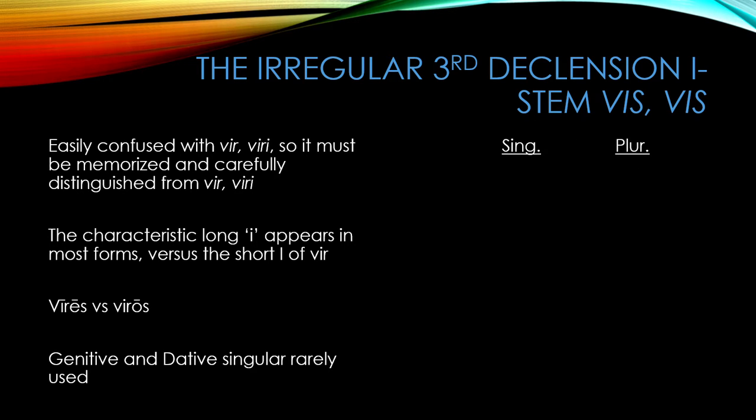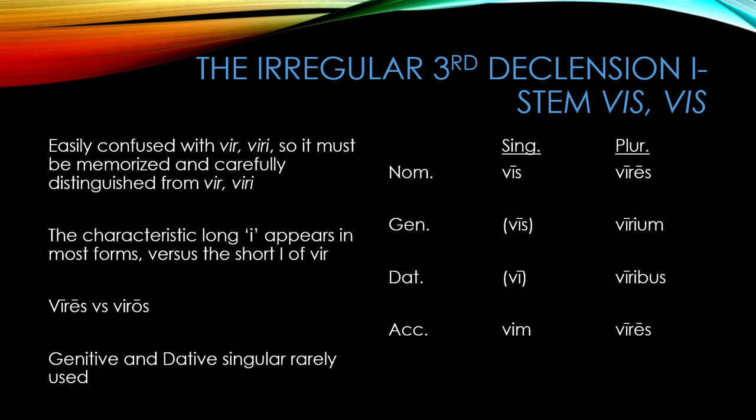The forms of this noun are as follows: vis in the nominative singular, vis in the genitive singular, vi in the dative singular, vim in the accusative singular, vi in the ablative singular, vires in the nominative plural, virium in the genitive plural, viribus in the dative plural, vires in the accusative plural, and viribus in the ablative plural.